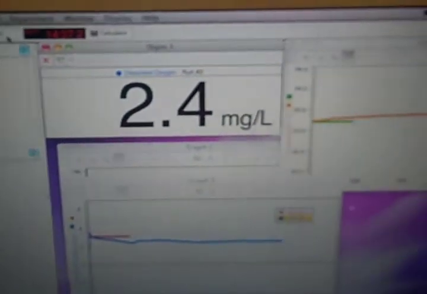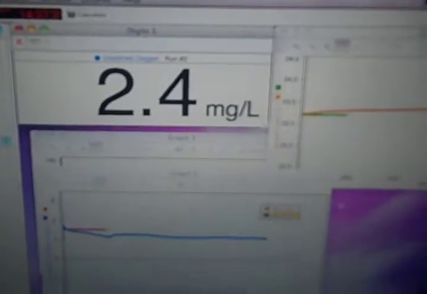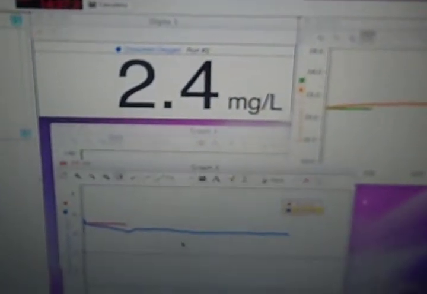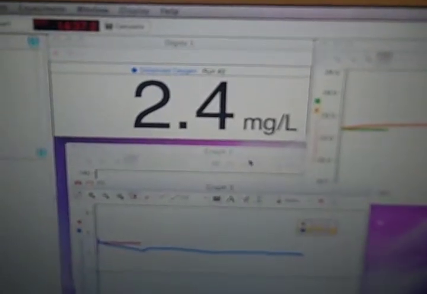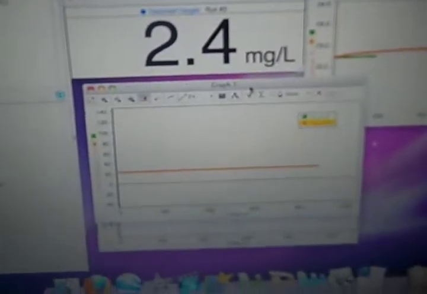These are our results. After 15 minutes of the plants in the water, the dissolved oxygen decreased from 3.1 to 2.4 milligrams per liter. And this is the temperature, the orange one, and you see it's at a constant. And this shows the dissolved oxygen rate, and you see a little dip, and then it stabilizes once again. The red one is without the plants, and the blue one is with the plants.